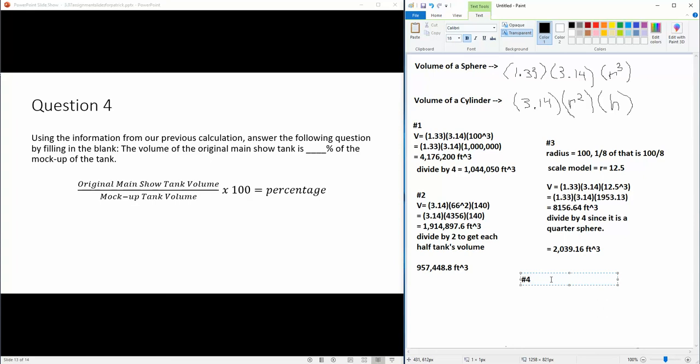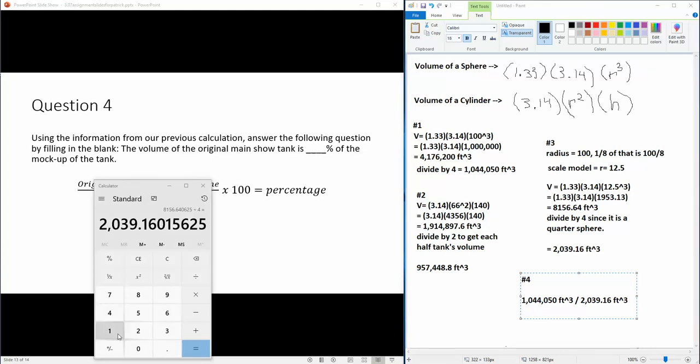So literally on number 4, you're going to go ahead and take the volume of the first one. So our volume in the first one was 1,044,050 cubic feet. We're going to divide that by 2,039.16 cubic feet. I'm going to space this out a bit more. And we then take whatever that number is, and we're going to end up multiplying it by 100.